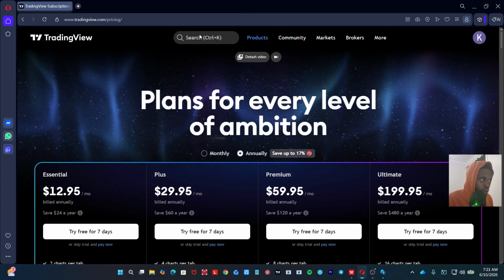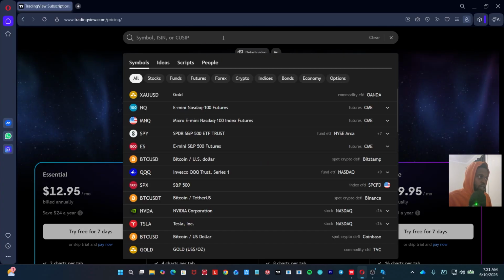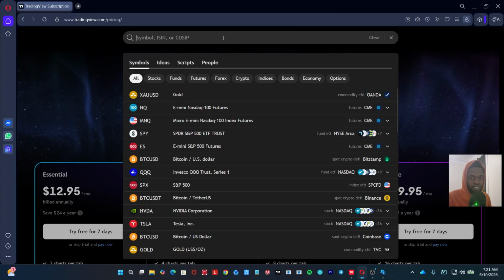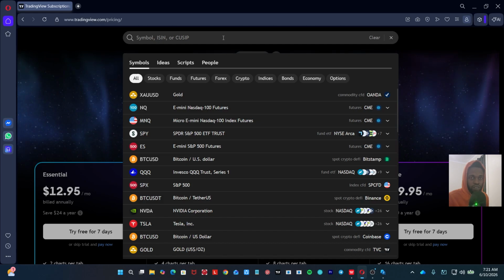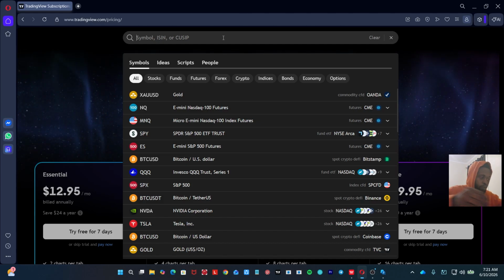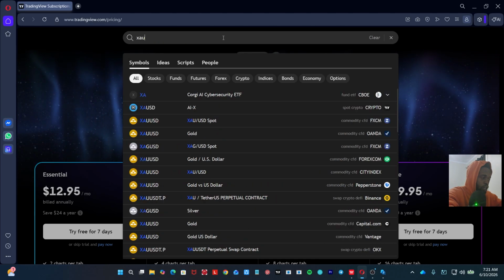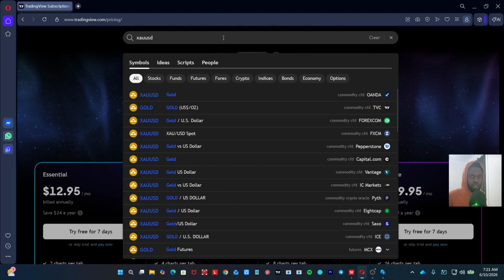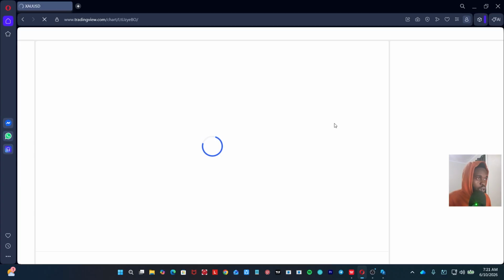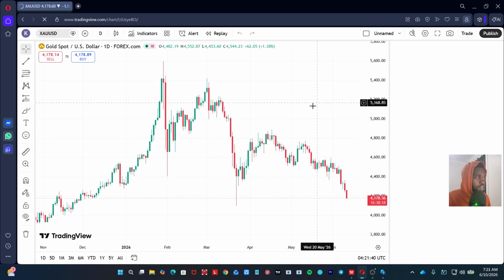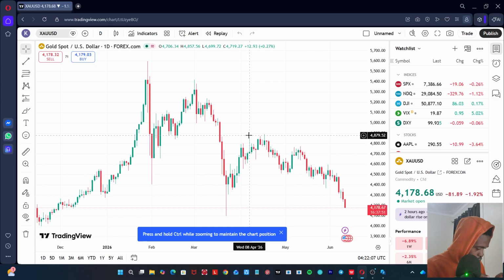So now when you reach here, you can search up your first pair, and you can comment in the video what is the first pair you ever searched in TradingView, or the one you're going to use for the example. I'll start with gold, XAUUSD, which is the most traded commodity. Here I'm launching my first chart, as you can see. This is the first layout of TradingView.